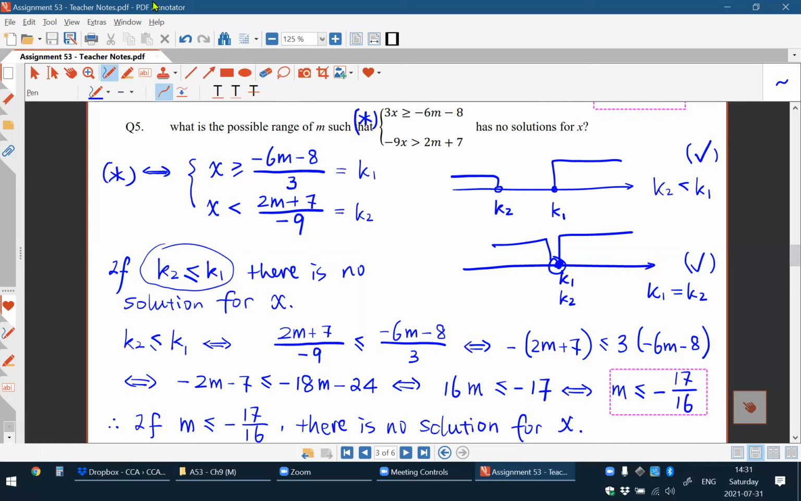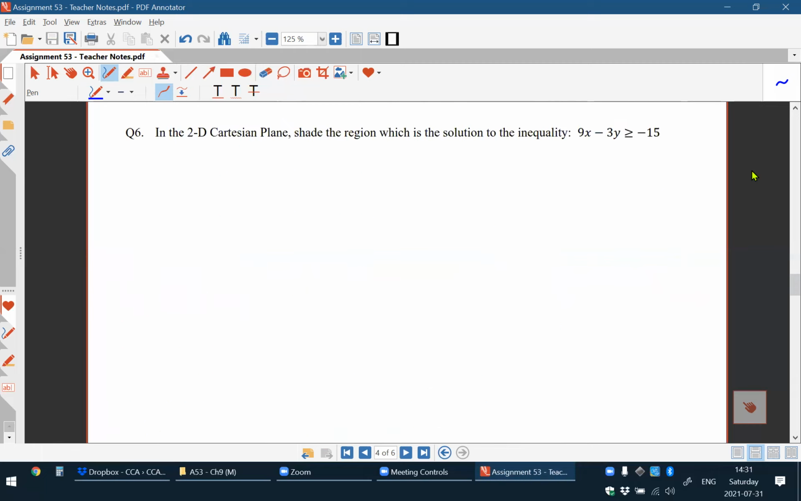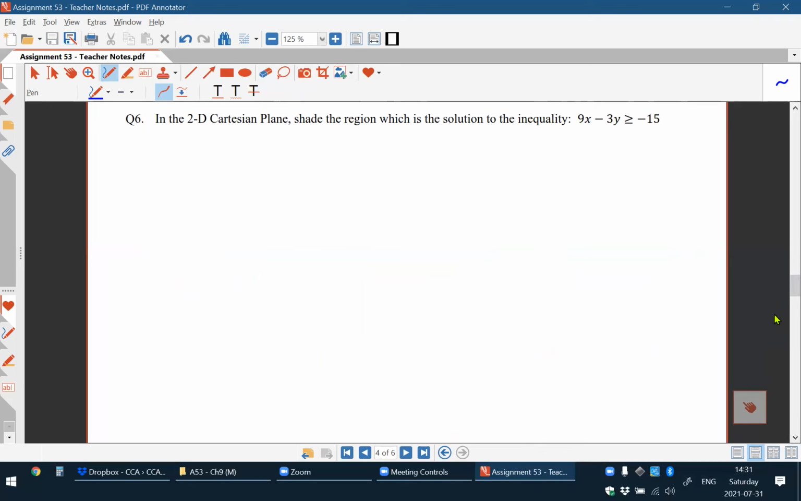Okay, any questions? No? All right, let's see the next one. Question 6, in the 2D Cartesian plane, shade the region which is the solution to the inequality 9x minus 3y greater than or equal to minus 15.